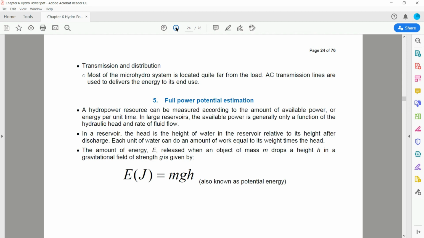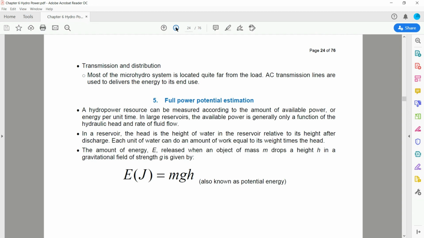Okay, we continue with number 5, power potential estimation. A hydropower resource can be measured according to the amount of available power or energy per unit time. In a large reservoir, the available power is generally only a function of the hydraulic head and rate of fluid flow. In a reservoir, the head is the height of water in the reservoir relative to the head after discharge. Each unit of water can do an amount of work equal to its weight times the head.